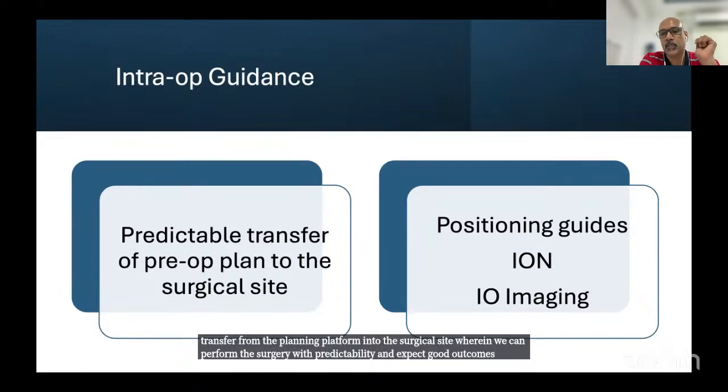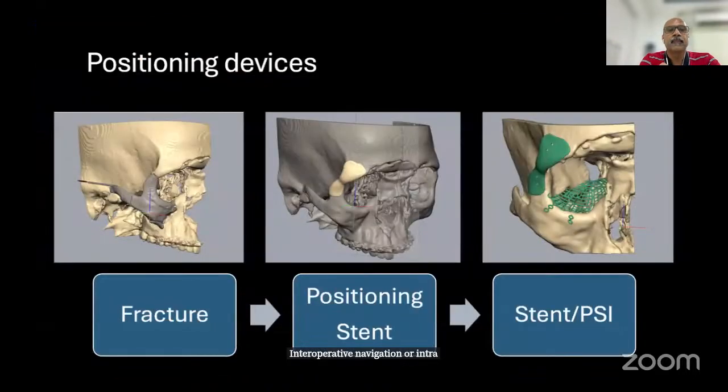Now, this would range, like I said, between positioning guides, intraoperative navigation, or intraoperative imaging. Now, let's spend more time on understanding how positioning guides work. I've taken the example of facial fractures, so that's easy for us to understand.